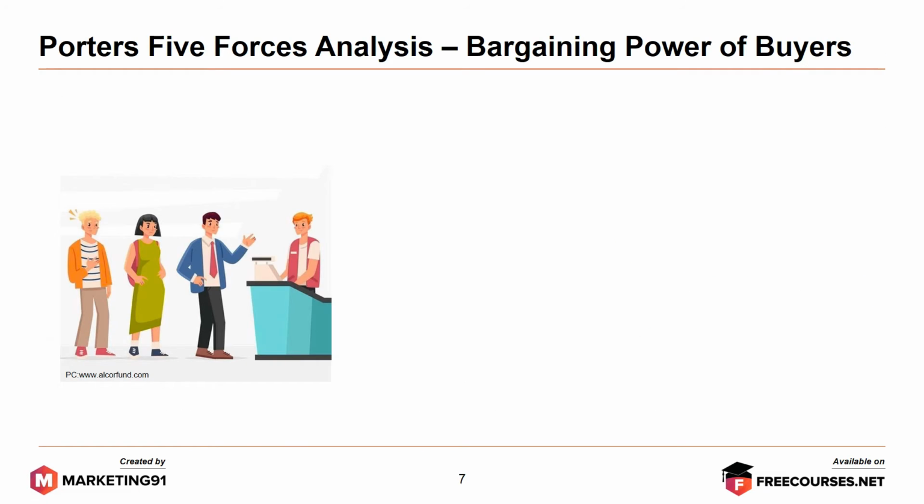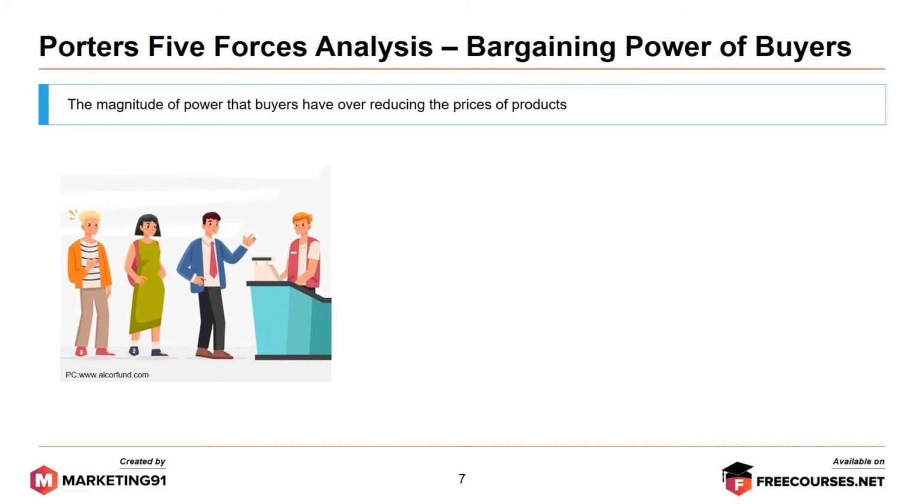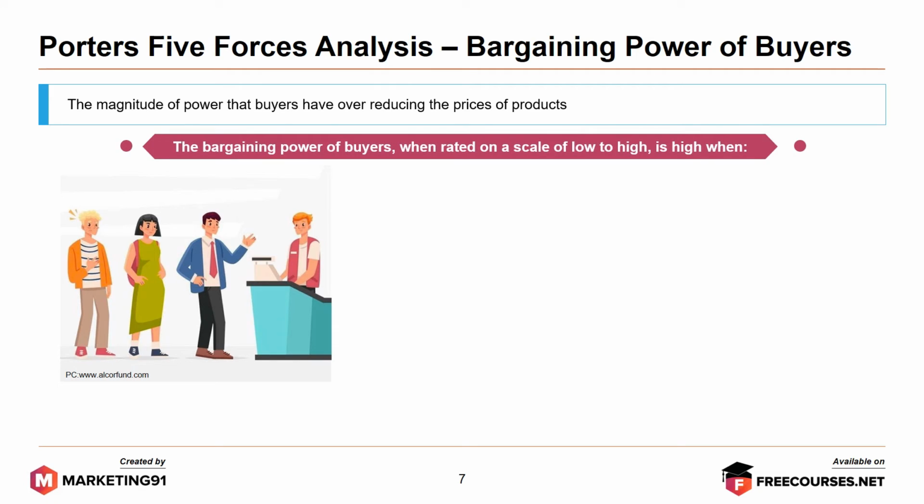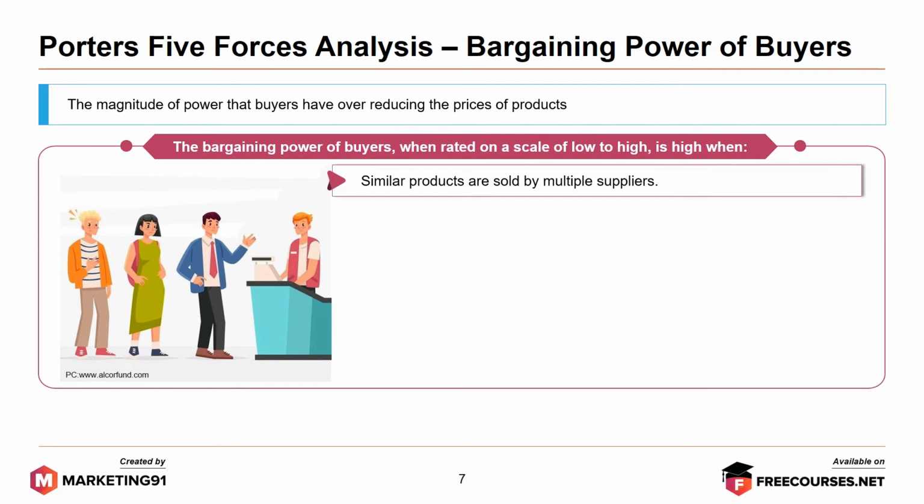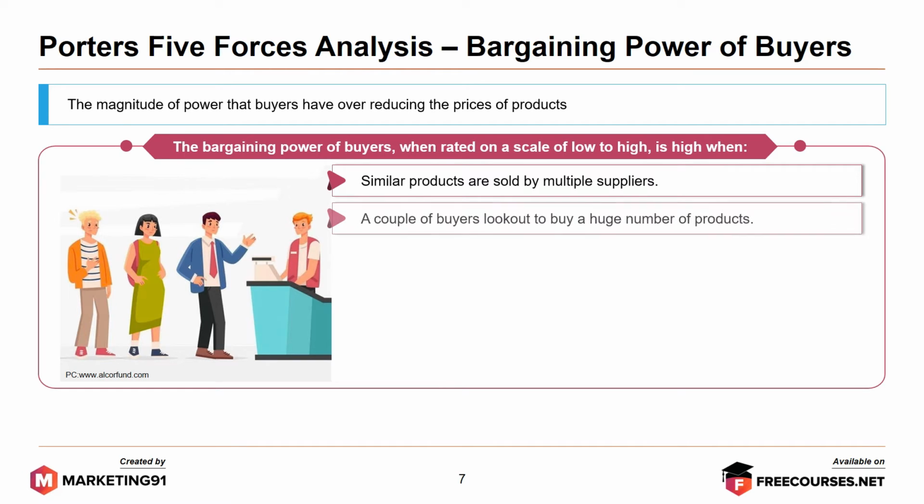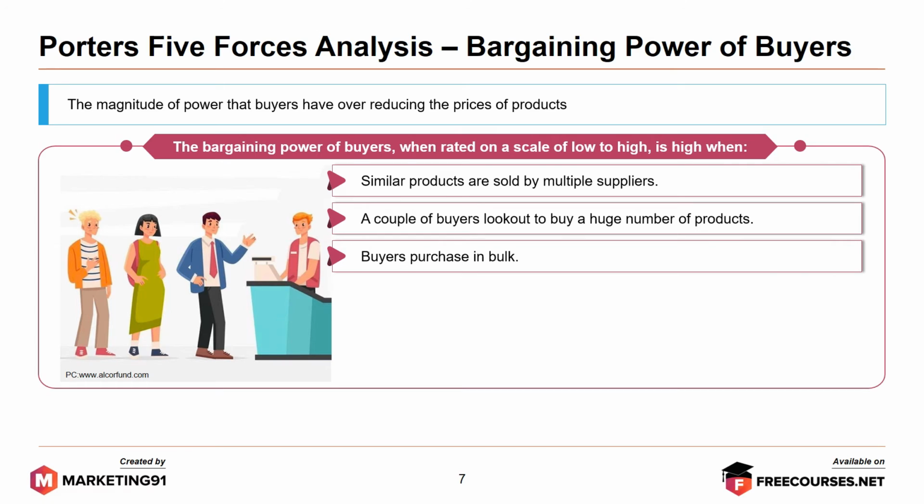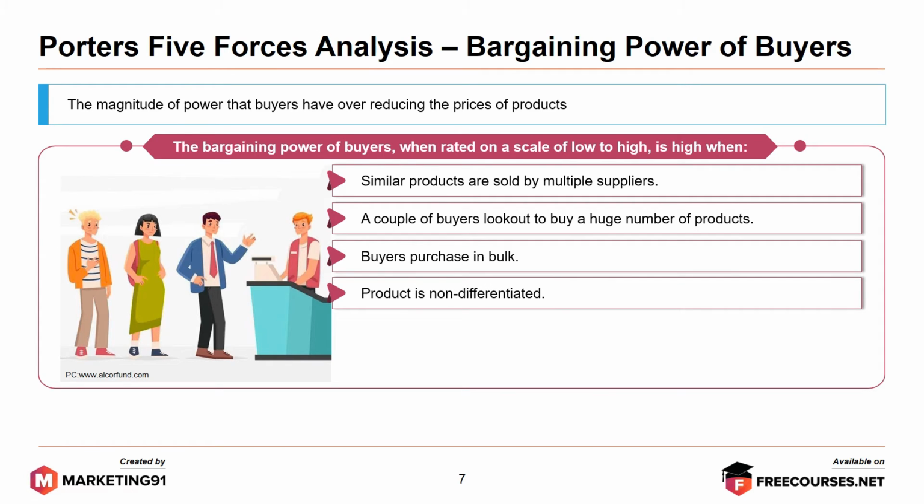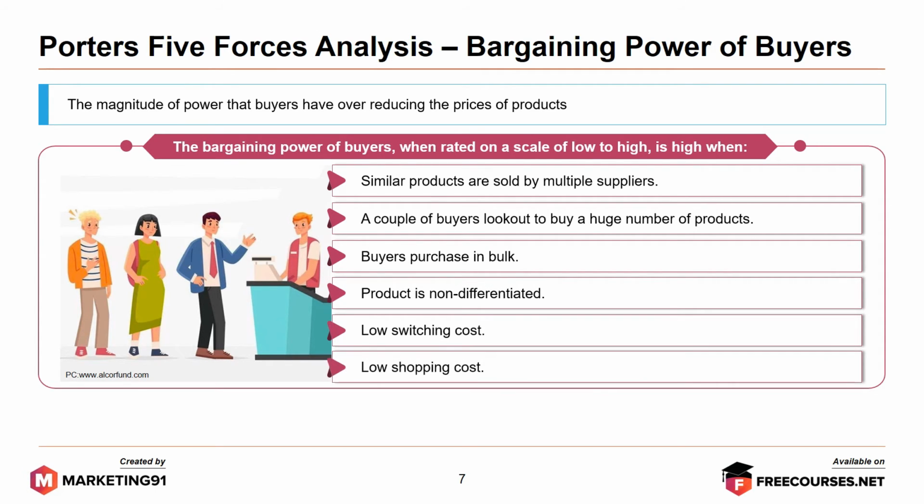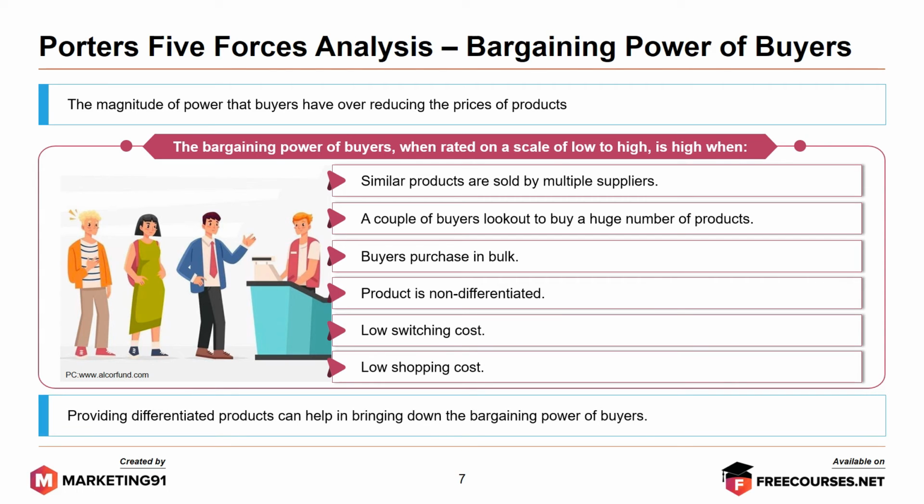And finally, bargaining power of buyer. The magnitude of power that buyers have over reducing the prices of the product. The bargaining power of buyers when rated on a scale of low to high is high when similar products are sold by multiple suppliers. A couple of buyers look out to buy a huge number of products. Buyers purchase in bulk. Products are non-differentiated, with low switching cost and low shopping cost. Providing differentiated products can help in bringing down the bargaining power of buyers.